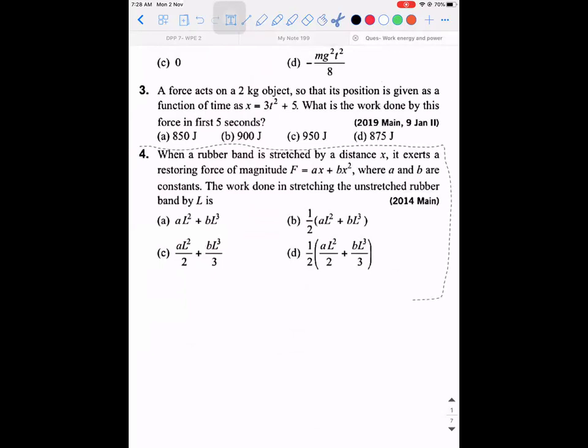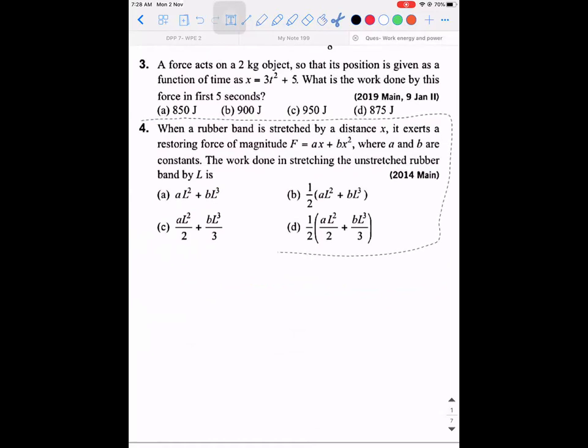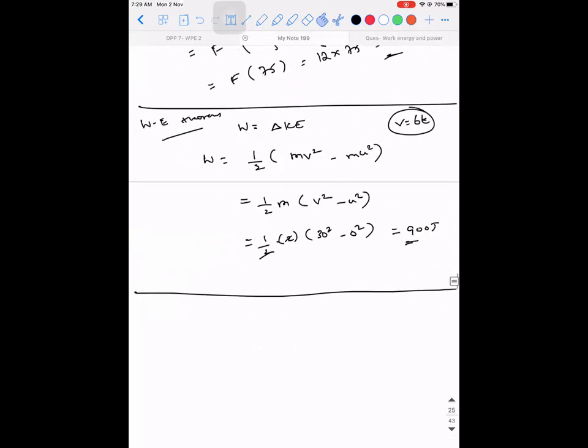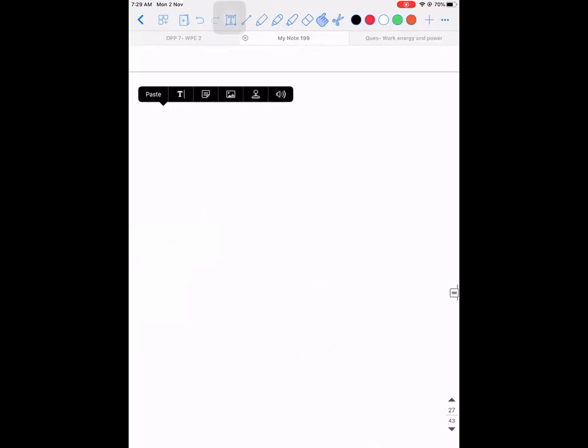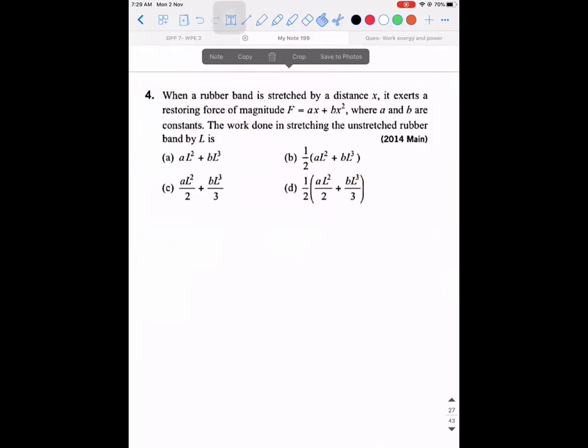Yes, Siddharth, you answered this one. The last one you couldn't know. So try this one. When a rubber band is stretched by a distance x, it exerts a restoring force of magnitude F is equal to ax plus bx square. So looking at this, what comes to our mind? Forces. Variable. It's a variable force.